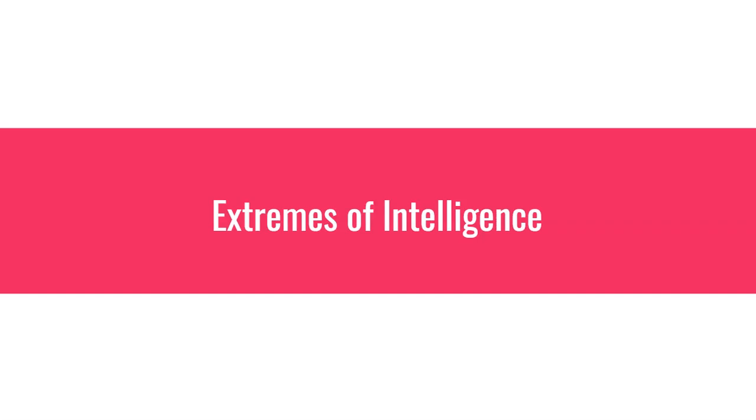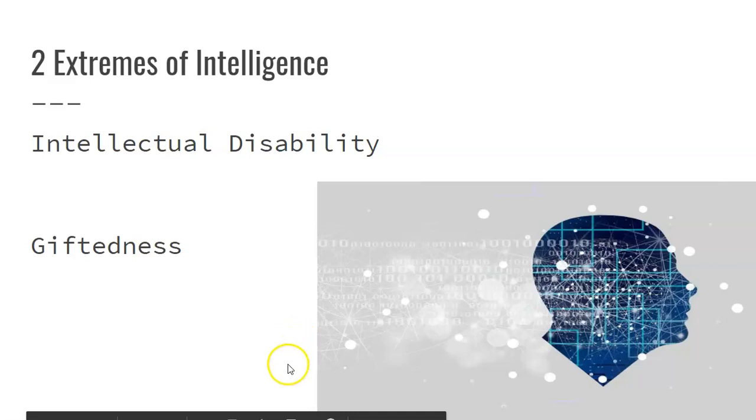Hello class and welcome to the last video for this chapter 8, and we're going to talk about the extremes of intelligence. I hinted on the extremes of intelligence in the first lecture slides where we talked about the bell curve and the normal distribution of IQ scores. So we're going to get into the types of extremes of intelligence.